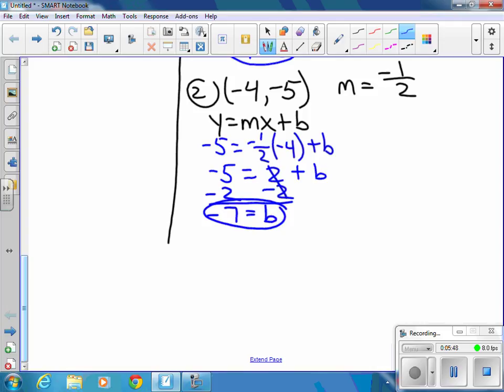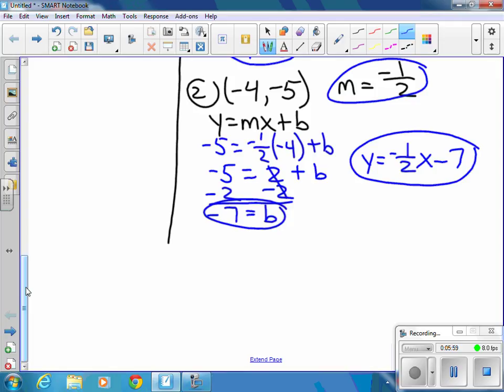So now that you know the b value and you're given the m value, put it together in your formula, and it's y equals -1/2 x minus 7. And that's the equation for the line that you would need to generate. Remember, this whole chapter is going to be about coming up with the equations, not so much the pictures. Last chapter was about the graphing. This is about the equations.